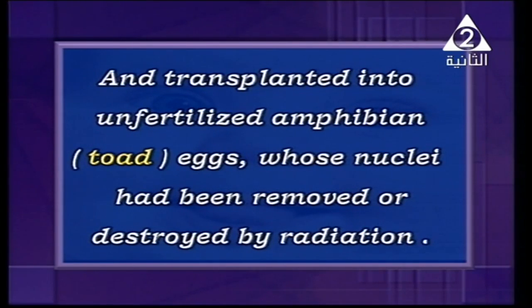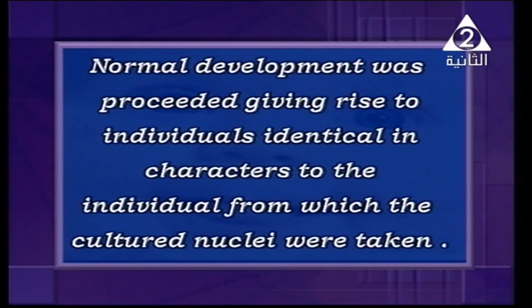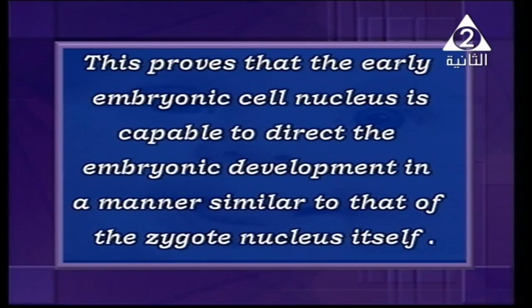So we have here two cells. We brought one cell, removed its nucleus, and re-implanted it in the enucleated ovum cell, whose nucleus was removed or destroyed by radiation or some other way. The normal development proceeded, giving rise to individuals identical in characters to the individual from which the cultured nuclei were taken. Yes, seriously, that happened in different labs worldwide. This shows us that the early embryonic cell's nucleus is capable of directing embryonic development in a manner similar to that of the zygote nucleus itself. And this is the meaning of the idea of renucleation.